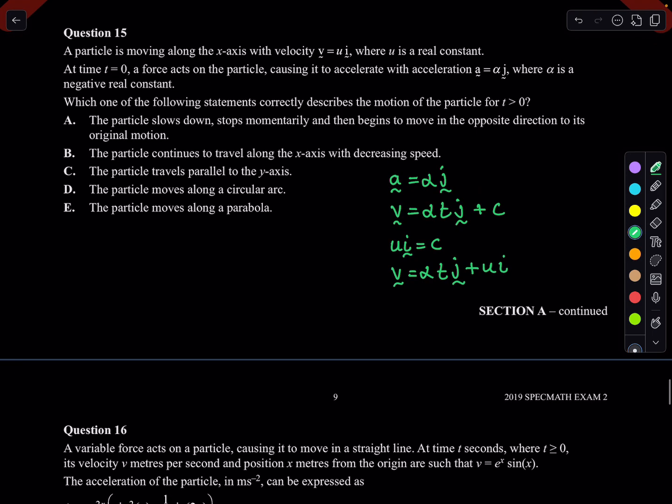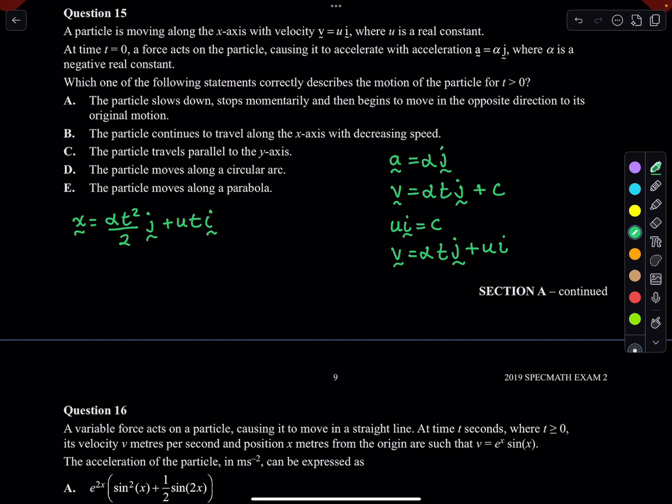And so I think getting the position would be easier, because if you get the position, your position formula can tell you how it's moving. So position is what? Of course, antiderivative again: (alpha t squared on 2) j plus ut i, and don't forget the plus c, another constant, assuming that it starts at the origin. Don't worry about c. It's just a constant. It doesn't really matter.